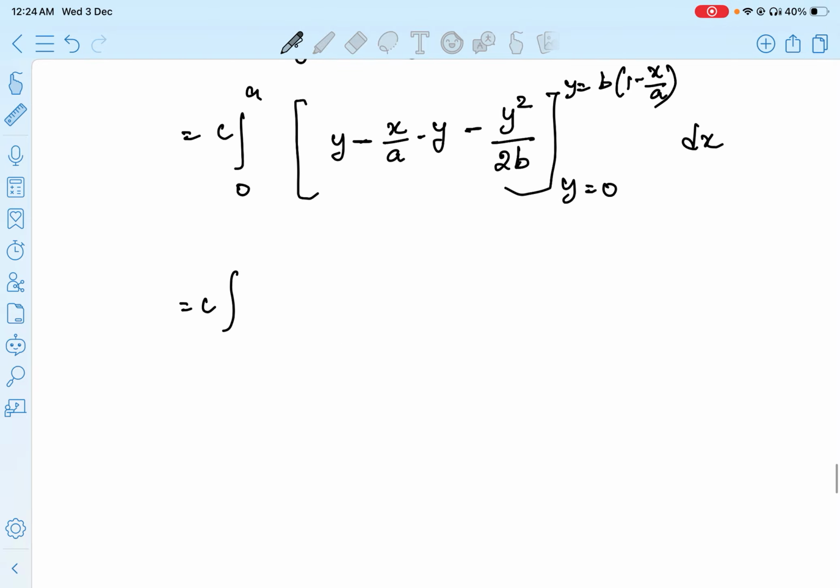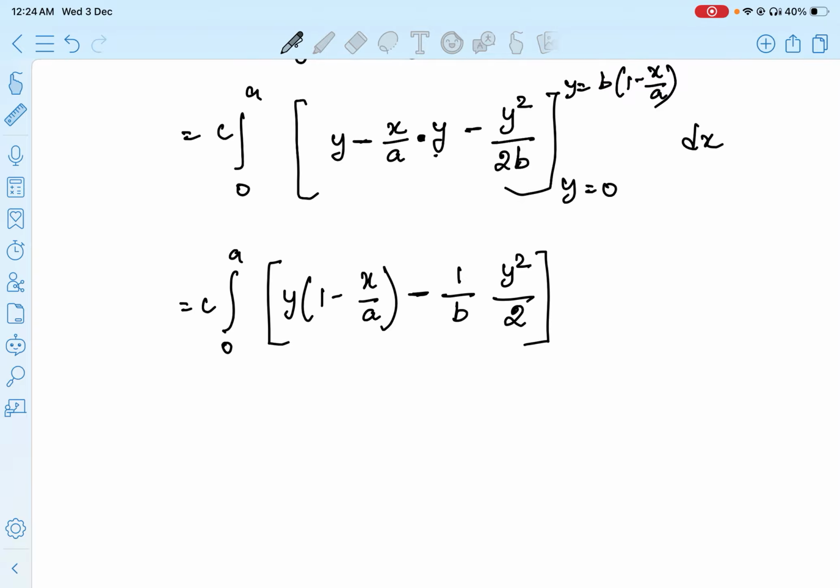C integral 0 to a. We have y commonly here, so we can take y out. This is multiplication and this is minus. So y into 1 minus x by a we can write, and this one we can write as minus 1 by b y square by 2, to make it simple, so that we can substitute only one y and we have the remaining terms. b into 1 minus x by a, 0, dx.